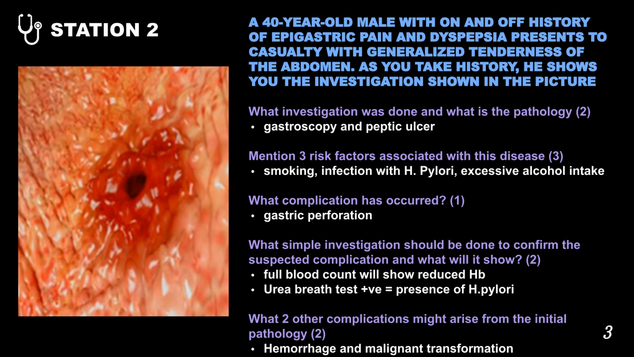Now comes the dangerous complication, gastric perforation. When an ulcer erodes completely through the stomach wall, gastric contents spill into the peritoneal cavity, leading to chemical peritonitis. This is a surgical emergency. To support your suspicion, a full blood count may reveal reduced hemoglobin if bleeding has occurred, while a urea breath test can confirm the presence of H. pylori. Always remember additional complications, such as hemorrhage and malignant transformation. OSCE examiners love asking for 2 other complications, so never stop at just one.